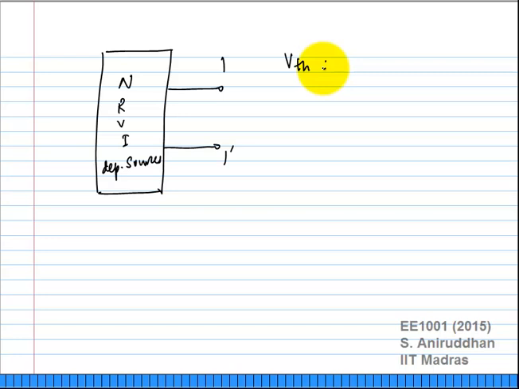How do you find out VTH? It's open circuit, you don't null anything. It is the open circuit voltage. But how do you find the open circuit voltage?